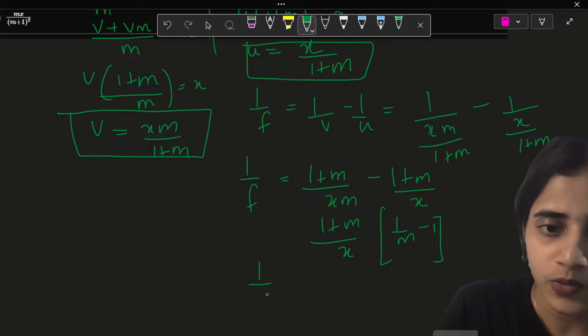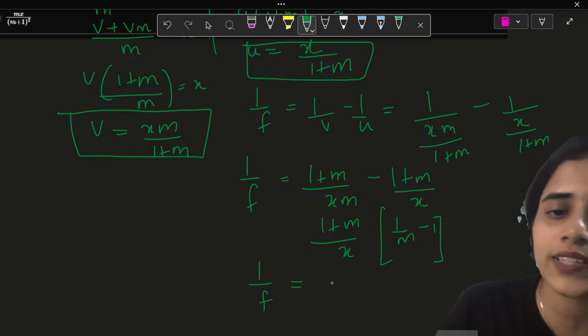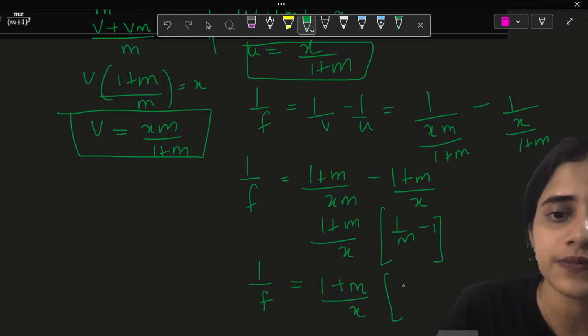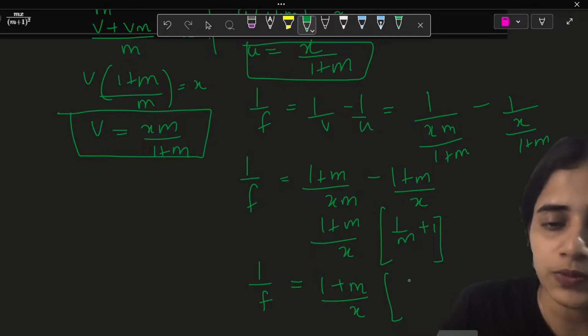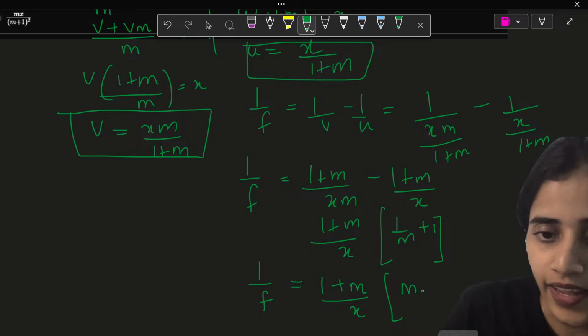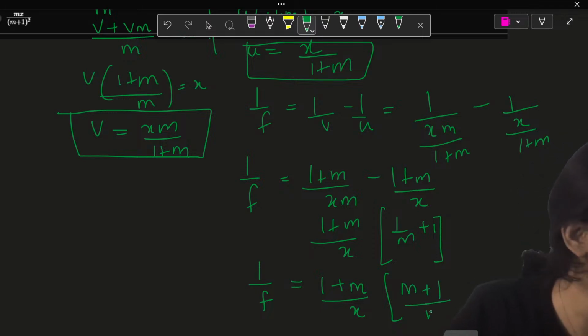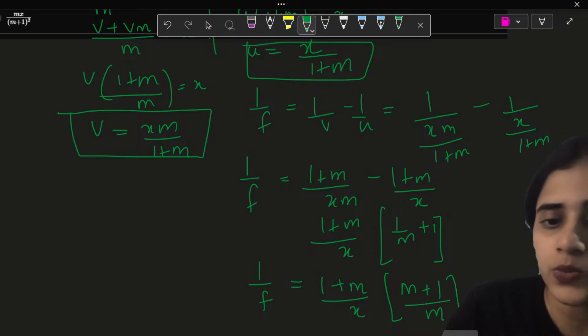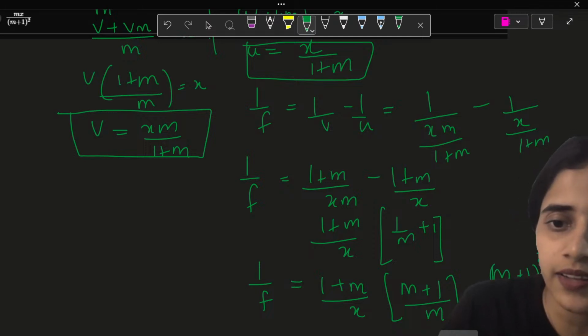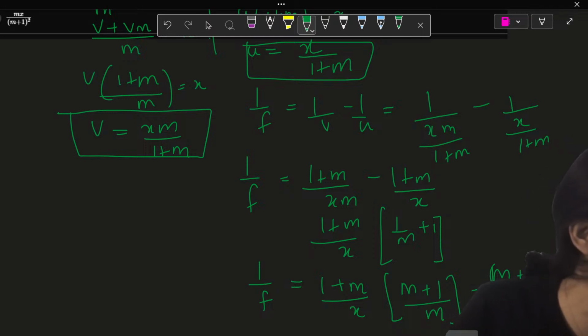So 1 by f is equal to 1 plus m by x times... So this would be plus, I will take it outside. So m plus 1 by m. So m plus 1 and m plus 1 will be m plus 1 square. M plus 1 square by xm.